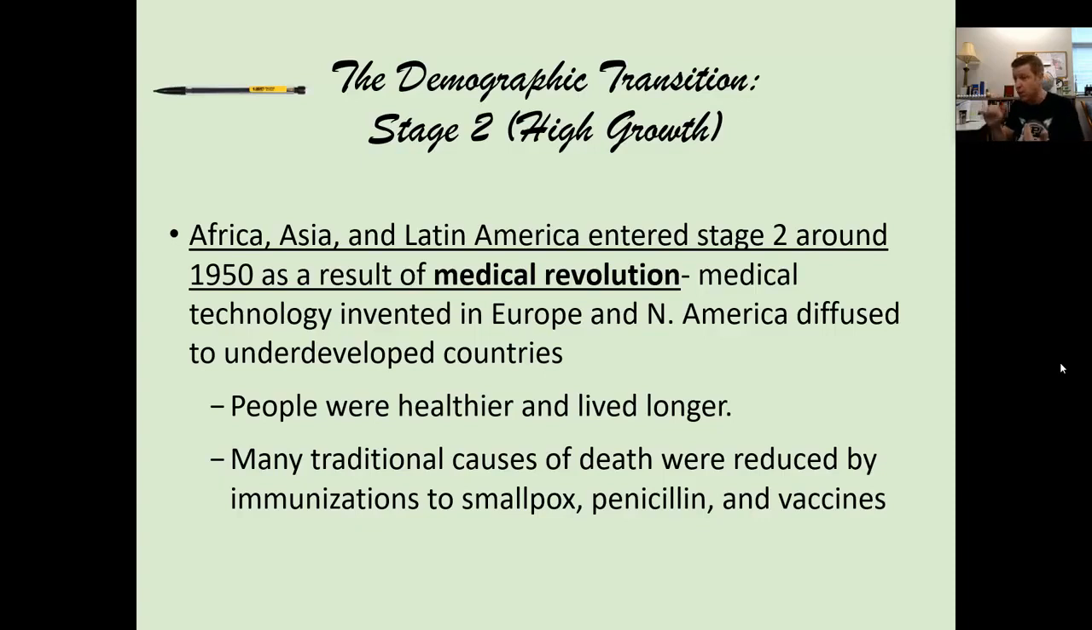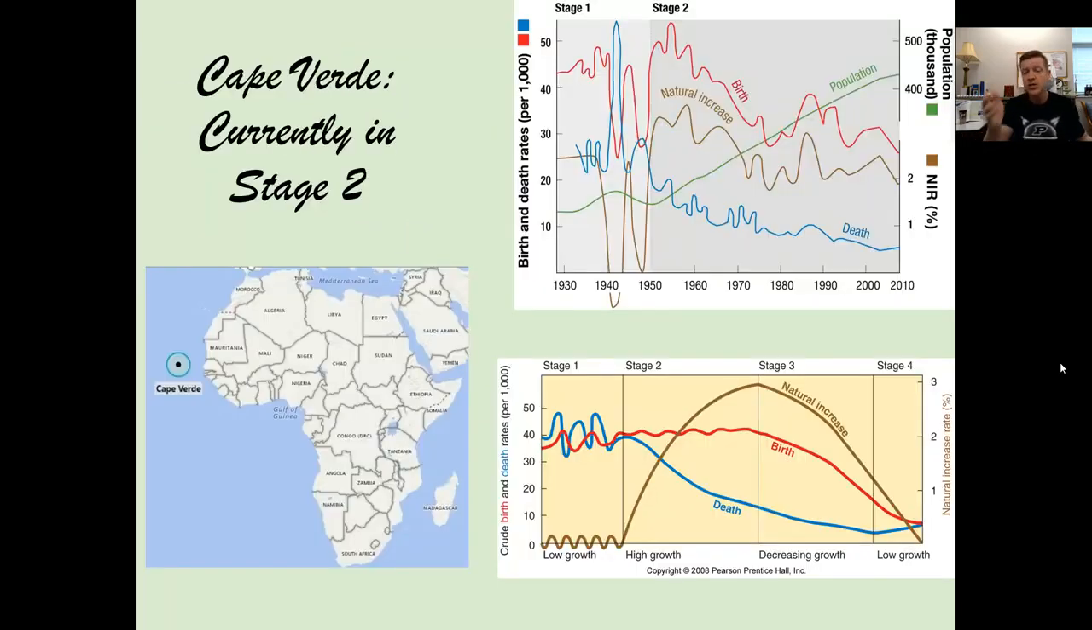It enables people via immunizations, vaccines, cures for infectious diseases, right, to live longer and healthier lives, and we see the death rate drop that way. No country is still in stage 1. Everybody's at least in stage 2. Right? So here's an example.